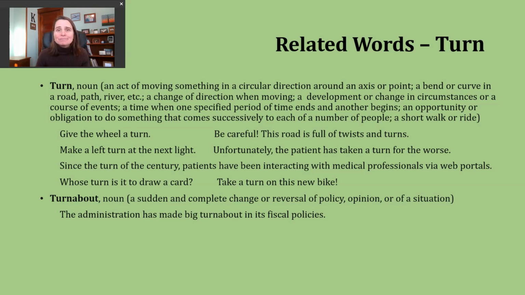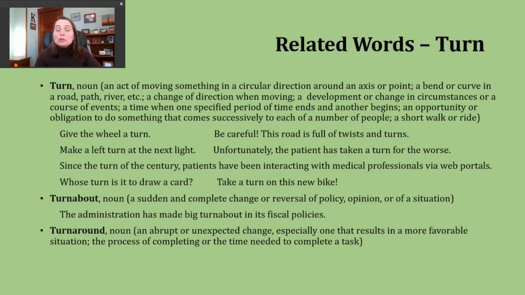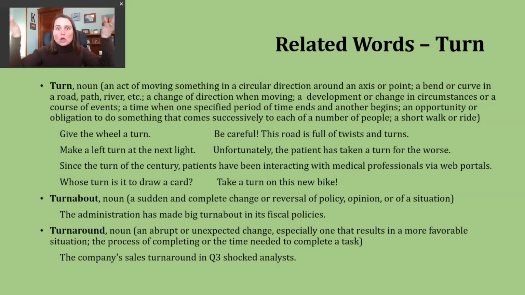Another related word you might encounter is the noun turnaround. This can have a couple different meanings. One way to use it is to refer to an abrupt or unexpected change, especially one that results in a more favorable situation, so something improved or better. An example of this might be, the company's sales turnaround in Q3 or the third quarter shocked analysts. So here, people were not predicting a large increase in this particular company's sales, but it seems to have happened.